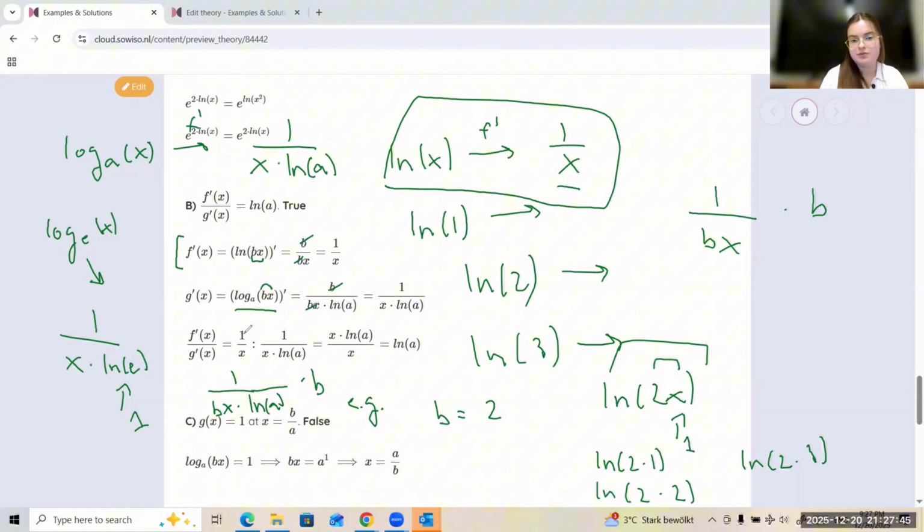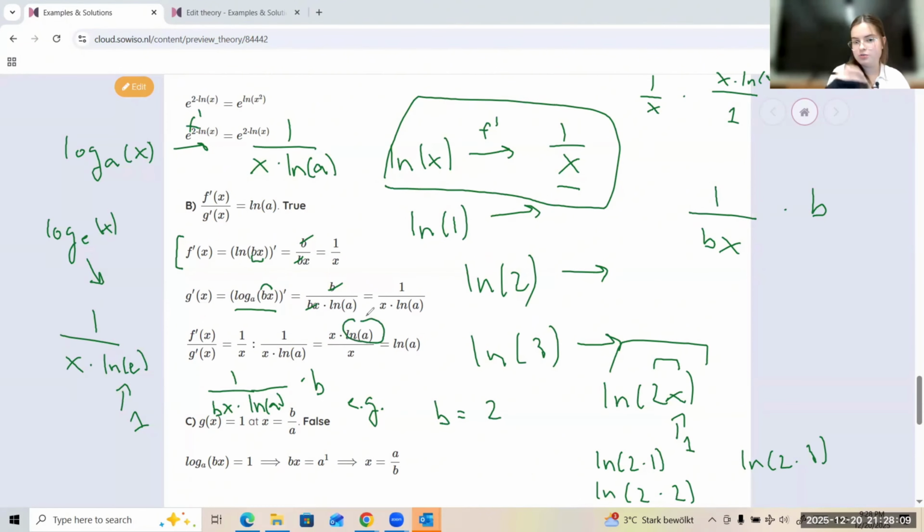So here you have 1 over x, and whenever you divide a fraction by a fraction, it's the same thing as multiplying the first fraction by the flipped version of the second one. So it is just 1 over x times ln a over 1. And here, this is when the conditions matter. You just have ln a.